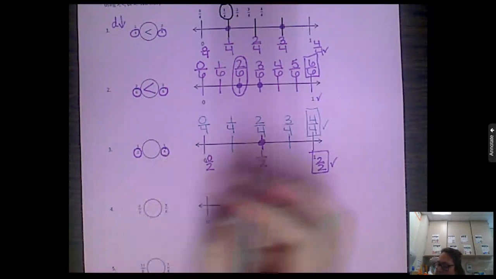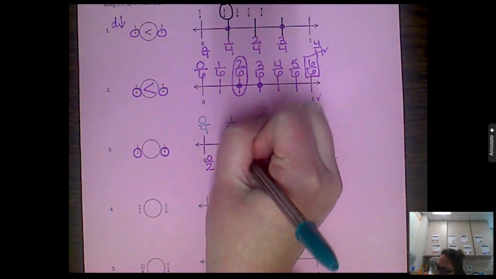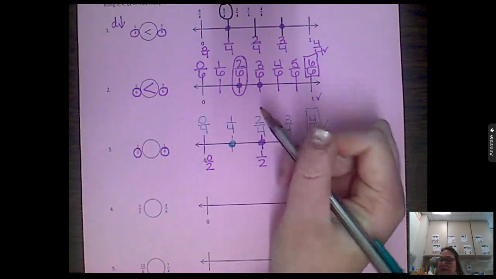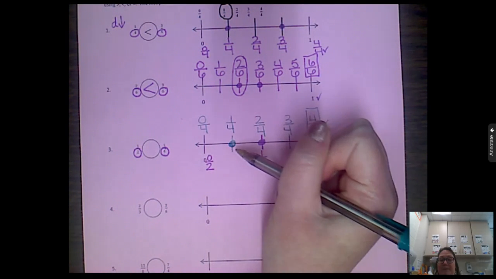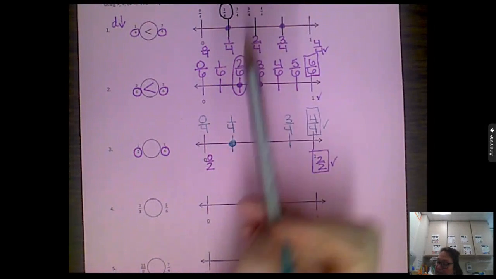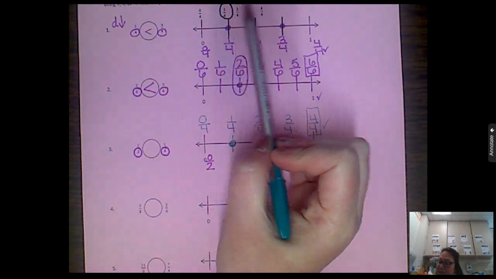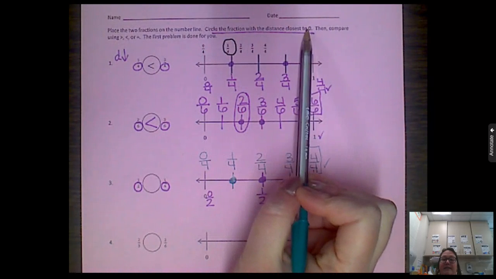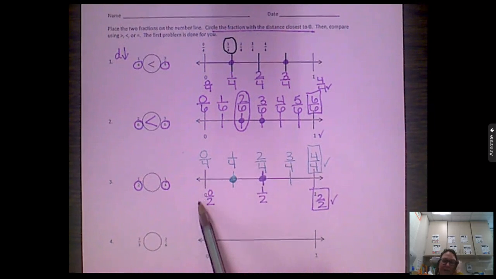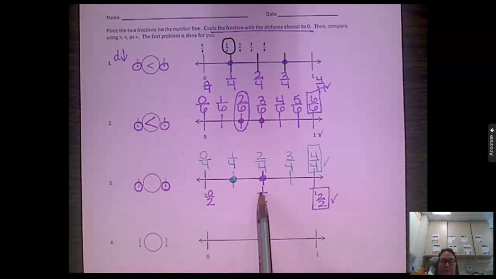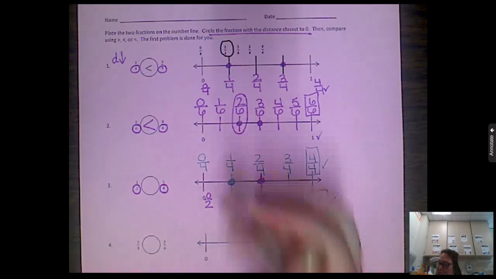Okay. And then the fraction that we were putting on the number line here is 1/4. So let's put a point there at 1/4. And remember, when we put the points on the number line, they're not floating. It's pretty much right between where those two points meet, right in the middle of that plus sign. Okay, so then the question tells us to circle the fraction with the distance closest to 0. So which one is closest to 0, 1/4 or 1/2? 1/4. So let's circle 1/4.